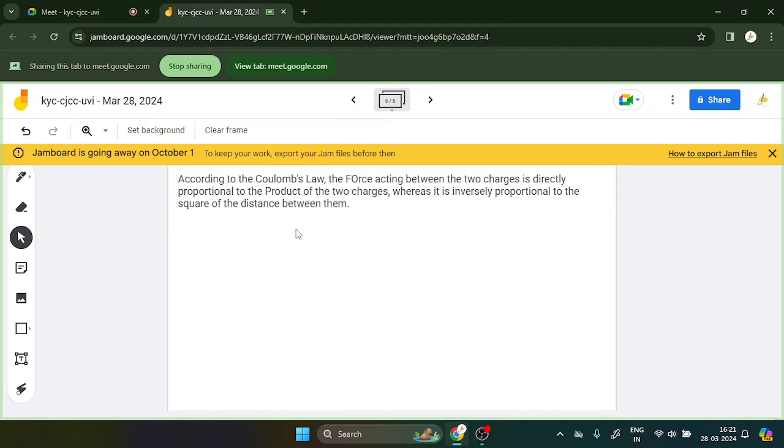And what will be the formula? If Q1 and Q2 are the two charges separated by the distance r, then F equals K Q1 Q2 upon R square. Clear? So F equals K Q1 Q2 upon R square. This is the Coulomb's law which we have.